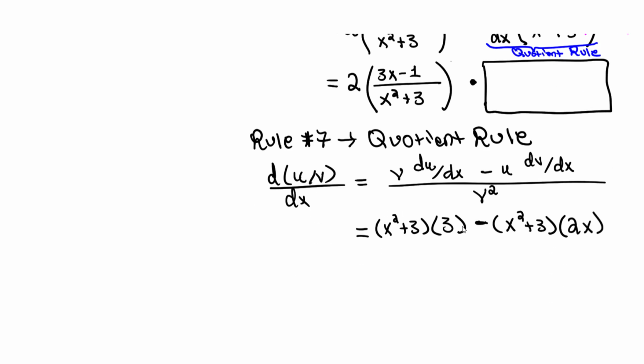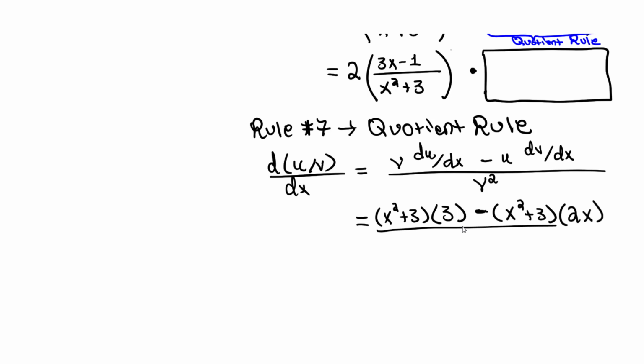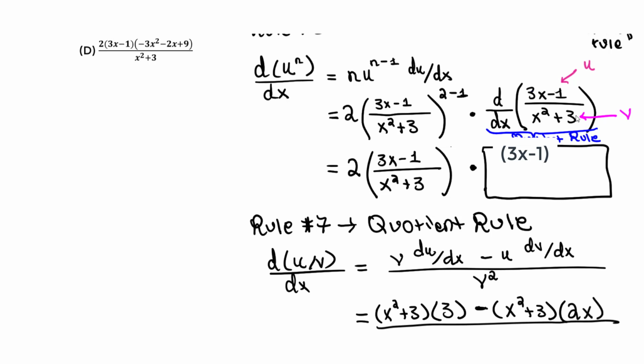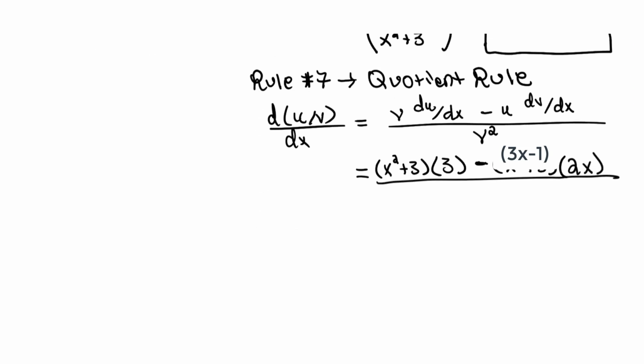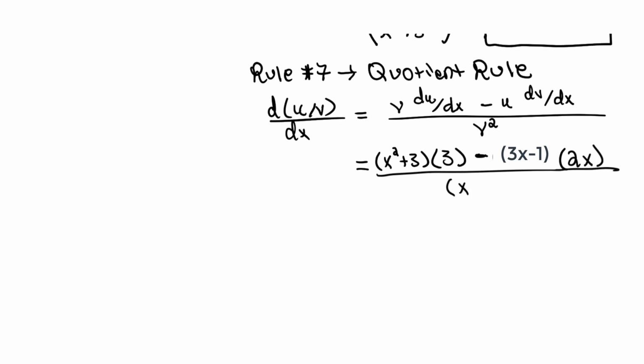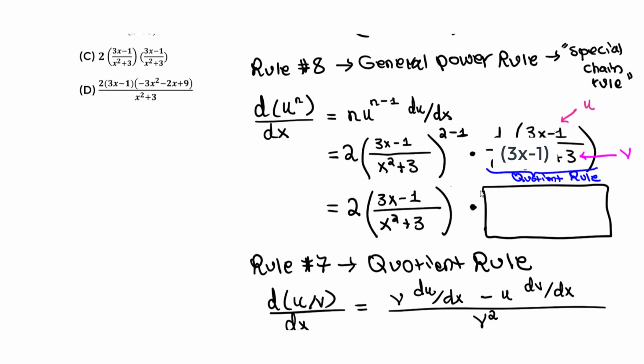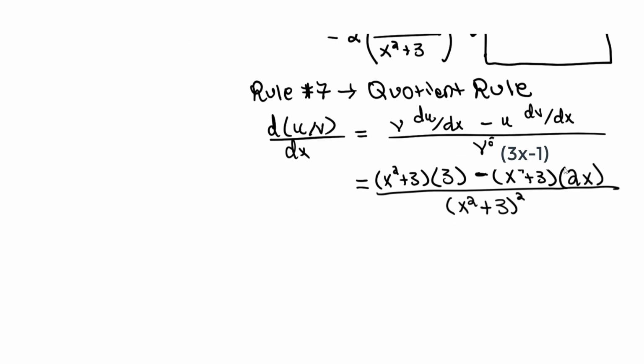So now we're done with that. We're almost done for that quotient part. So you do v squared at the bottom, and v, again, is going to be this one. So it's going to be x squared plus 3 squared. So that's what we have for that one. And then we keep going.